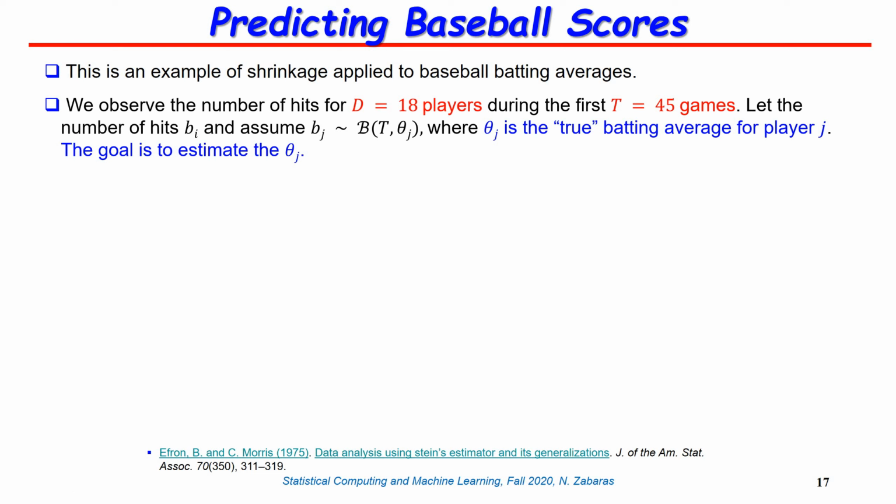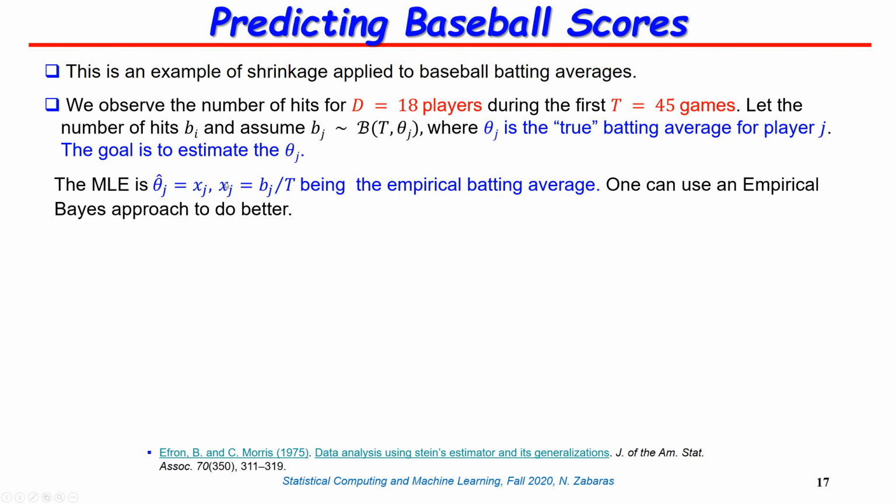So somehow we would like to use some idea similar to this Stein estimator to compute the batting average theta j for player j, using the previous Gaussian-Gaussian model, but it seems here we now have a binomial model that doesn't seem to fit exactly. So let's see what the issues are. The MLE estimate for the average batting score for player j, which I denote here with theta j hat, is x j, where x j is B j over T. That's my empirical batting average, and that's my local MLE estimate.